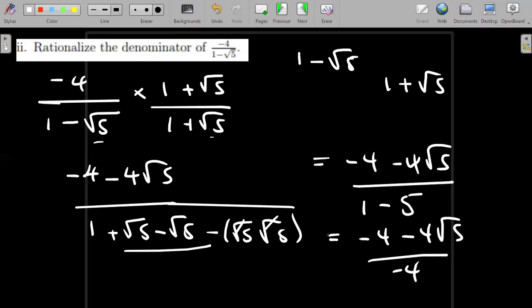Minus 4. Then you can divide this. So when you divide this, -4, you get there, it will give you 1. Then there to give you plus root of 5. Then this here is going to be your final answer.